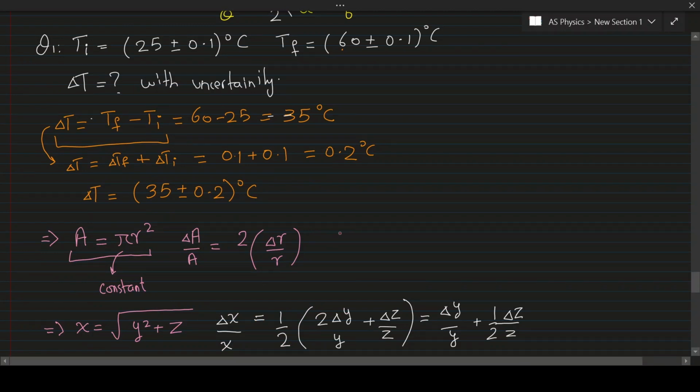So that is all for the uncertainties concept. In the next video we're going to look at vectors and how we're going to resolve two-dimensional vectors.